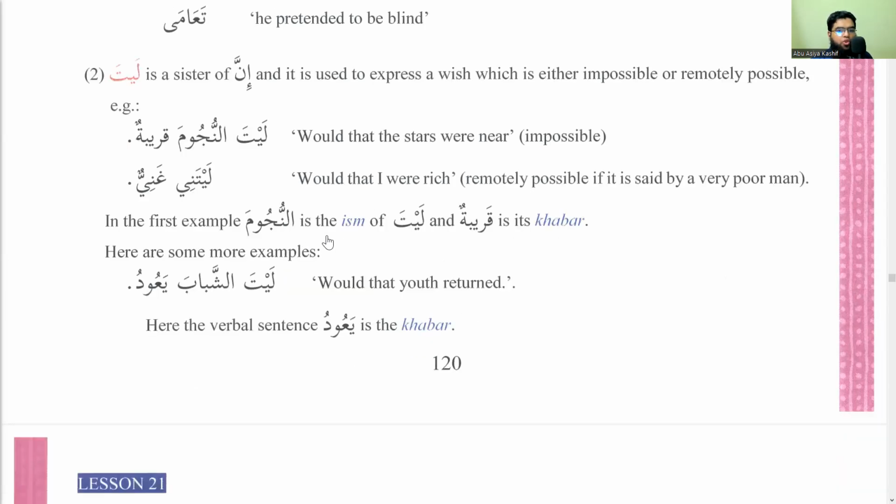In the first example, nujum is the ism of layta. That's why it's mansub. Like inna, layta is also a sister of inna. And qaribatun is its khabar. So we'll say layta min akhawati inna. And then nujuma is ismu layta. And qaribatun is khabar layta. Ismu layta is mansub and khabar layta is marfu. And laytani, the ya is the ismu layta and ghaniyun is the khabar.